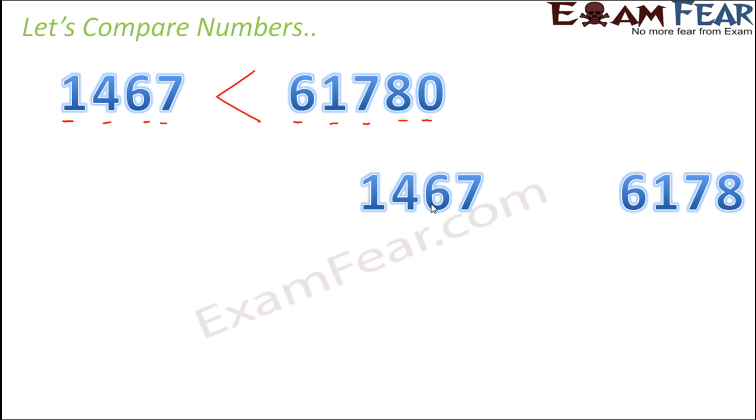1467 and 6178. Now here both the numbers have the same number of digits. So which one is greater? Now here look at the first digit. Here the first digit is 1 and here the first digit is 6. So 6 is greater than 1. Therefore this is a bigger number.